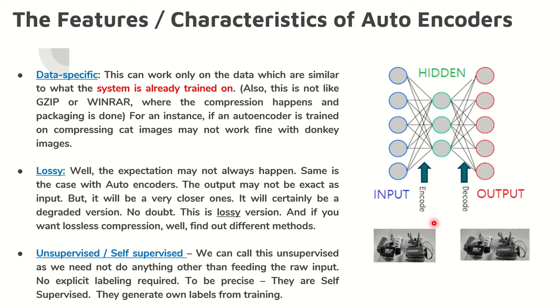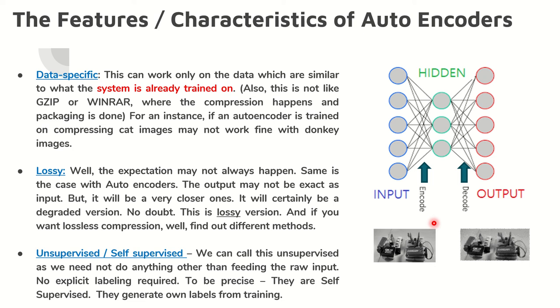Second, lossy. What do you mean by lossy? Very simple. The expectations may not be met always. What do you mean by that? I am sending an input. The output has to be exactly the same as the input, but it may not happen always, and there would be some loss. And this is called the lossy version. If you want no loss at all, do not come to autoencoders. It is not your option.